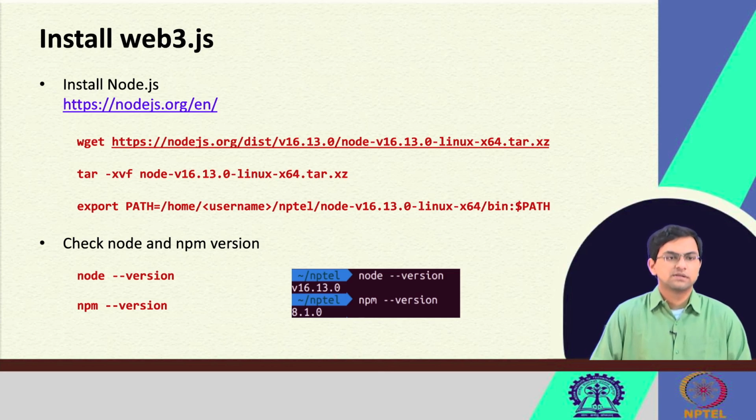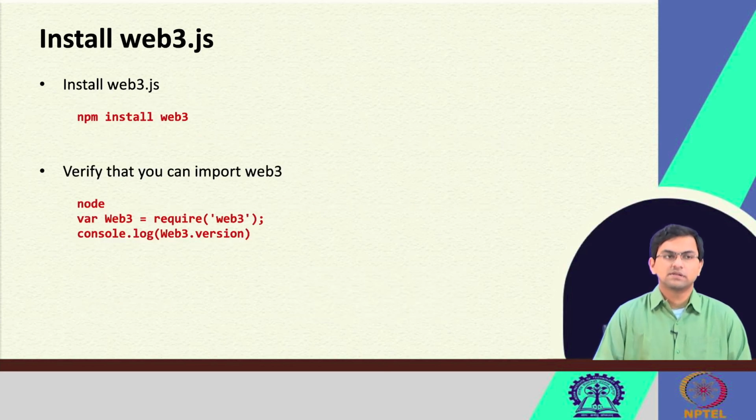So, the first step is installing Node.js, which we can do by downloading the Node.js package from the website, then extracting it and then properly configuring the path to its executables. And then finally, after Node is installed, we can check the versions of Node.js and also npm. Once Node.js and npm are installed, then next we can move further to install the web3.js package. That part is simpler.